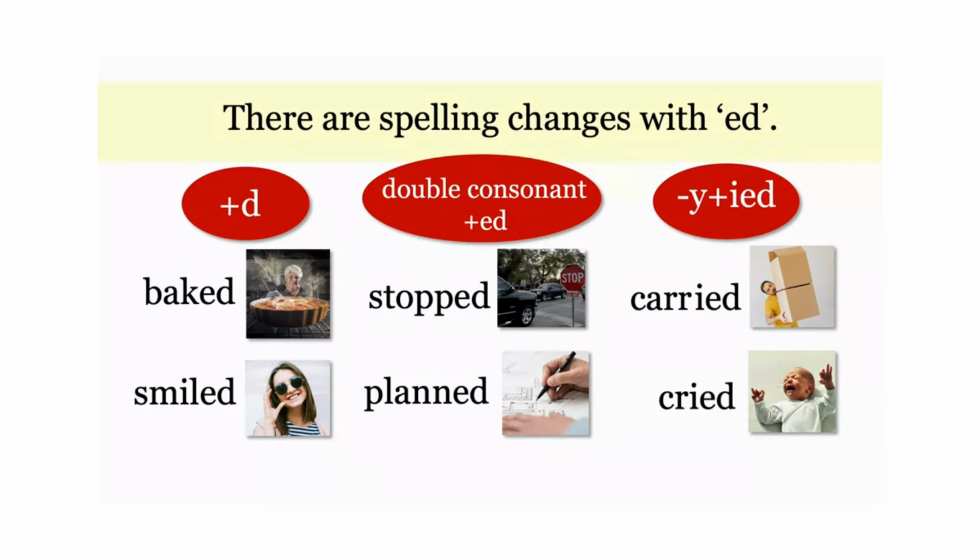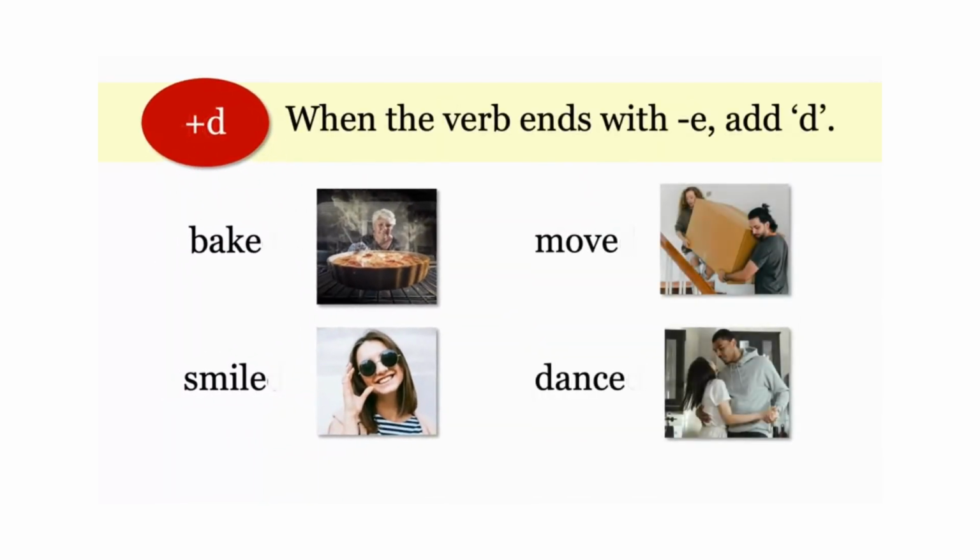Let's take a closer look. When the verb ends with e, add d. You don't need to add an extra ed, just d. So bake becomes baked, smile becomes smiled, add a d to move to get moved, and add just a d to dance to get danced.